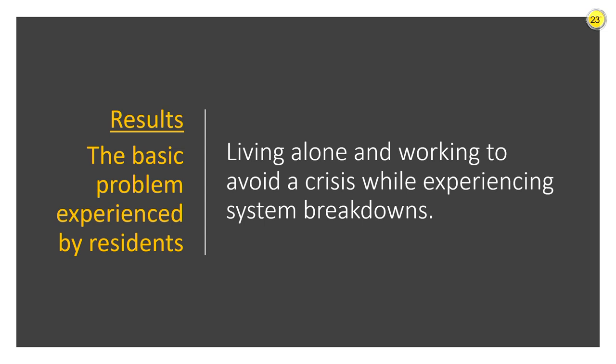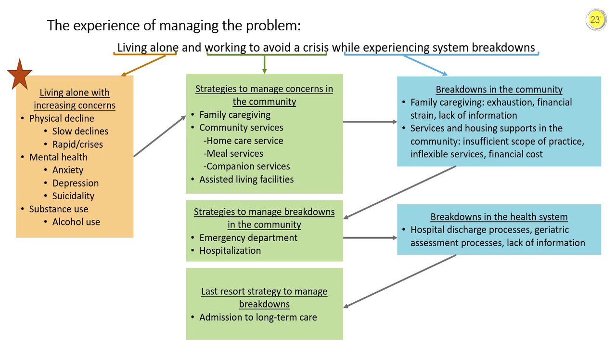So I'm going to break this up in the next slides, and I apologize for this beta version of a diagram. It's fairly crude, but it kind of does the job. It's a description of the pathway these people took to get to long-term care and what happened, so that this was their pathway. And it came with many stories of crises and a lot of sad stories, as well as a few happy ones. First of all, we've got living alone with increasing concerns.